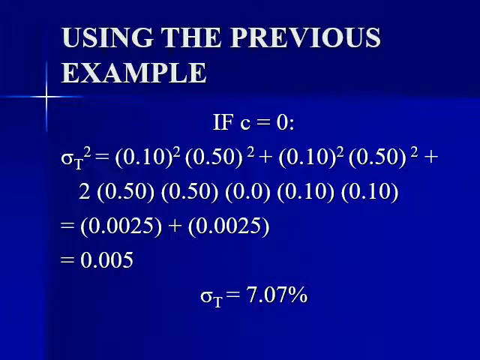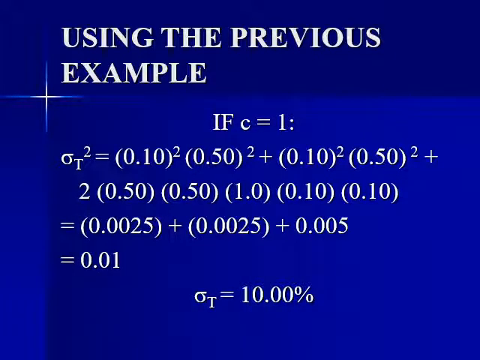If we had a zero correlation coefficient, or in other words, they're not correlated at all, then our risk would have been 7%. And if we had a perfectly positively correlated, in other words, where C was 1, then it would be 10%. And so the difference here is all the way from zero, if you have a perfectly negatively correlated coefficient, to a perfectly positively correlated. You see that there's this range within there that we can use to mitigate risk.